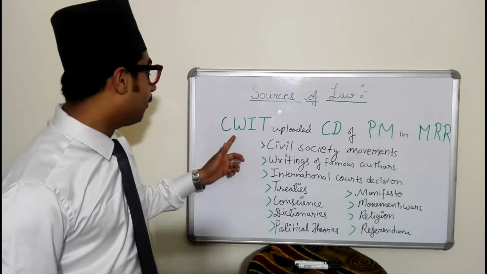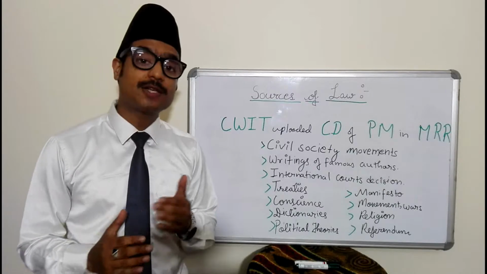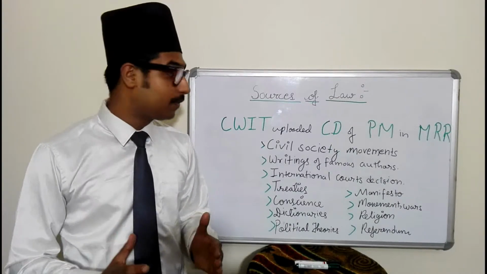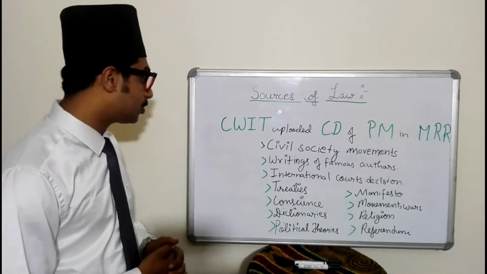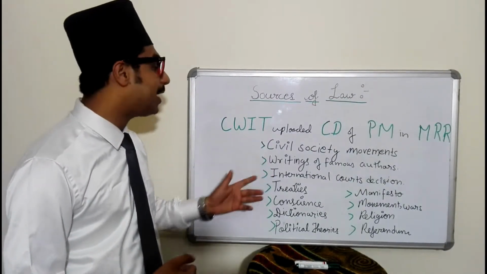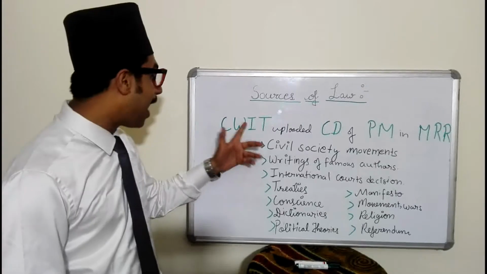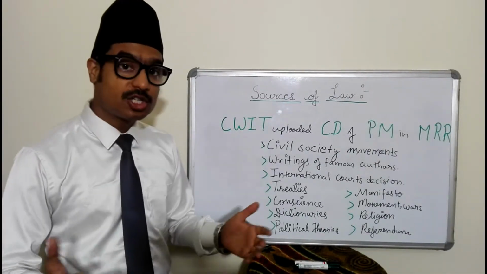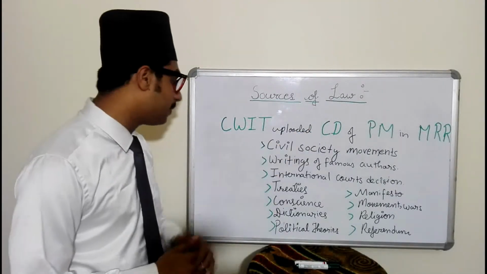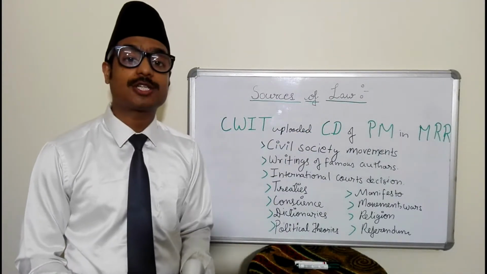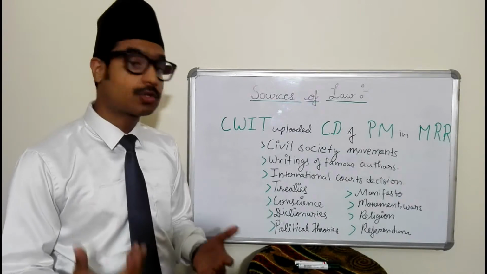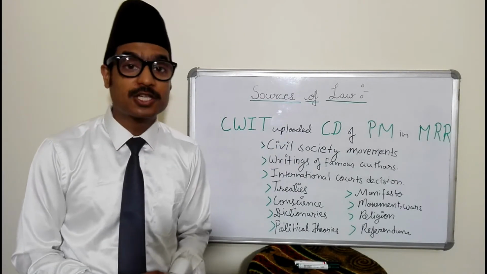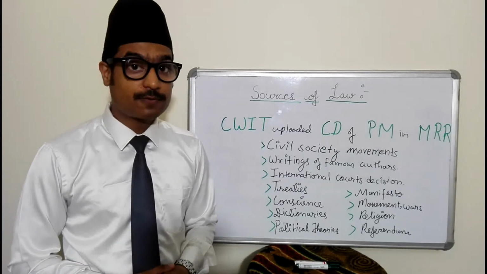From C, we can remember civil society movements. Civil society movements have become a source of law in Nepal as well as in many other countries. Then from W we can remember writings of famous authors. From I we can remember international courts' decisions. From T we can remember treaties, international treaties. From C we can remember conscience; public conscience can be a source of law. From D we can remember dictionaries, especially legal dictionaries.